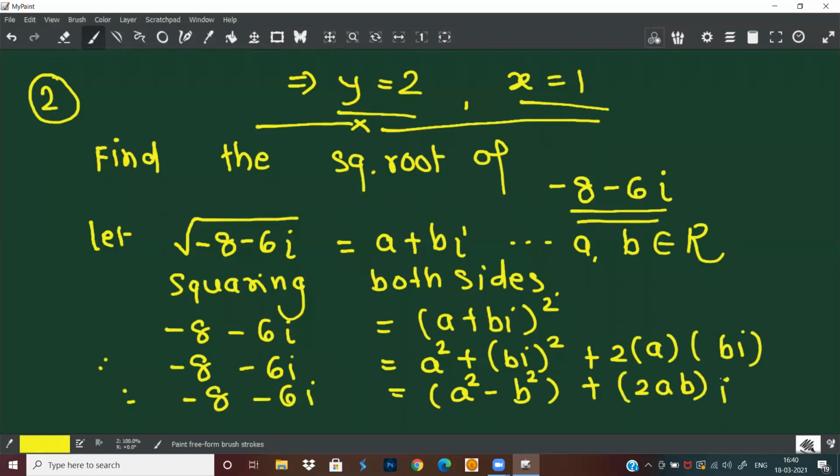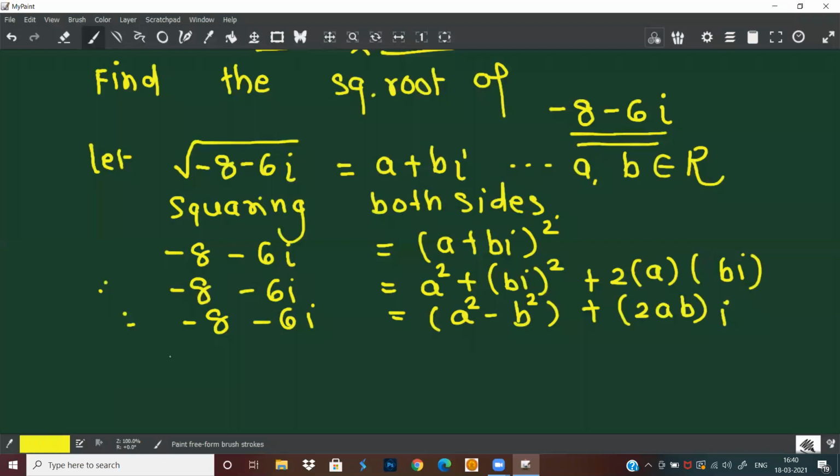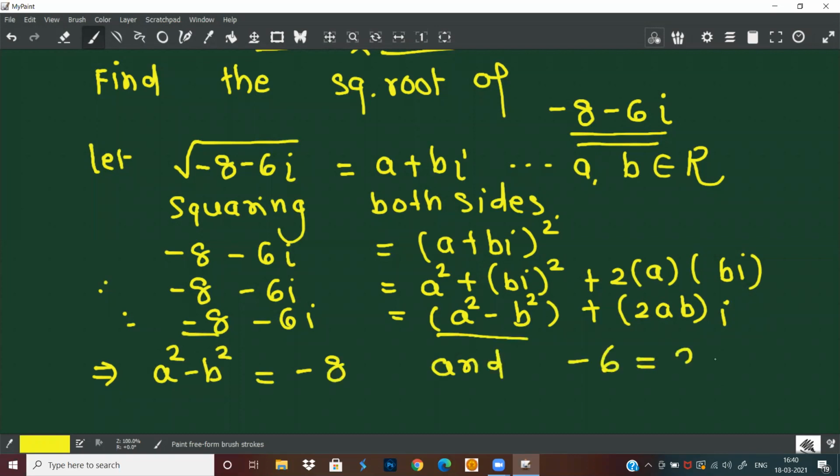Correct? All of you understood this? I assumed the square root as a plus bi, where a and b are both real. I squared both sides and I took real parts together and imaginary parts together. So that implies a squared minus b squared, which is the real part here, is equal to minus 8. And minus 6i, that is minus 6, is equal to 2ab. That gives me ab is equal to negative 3.